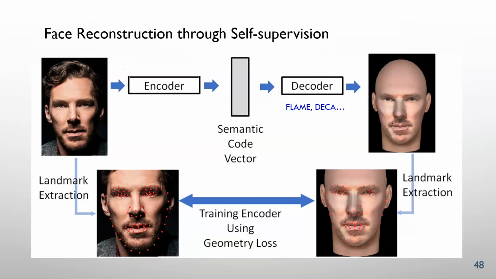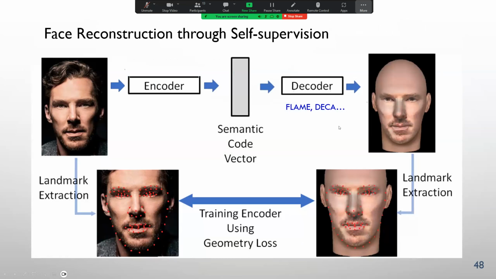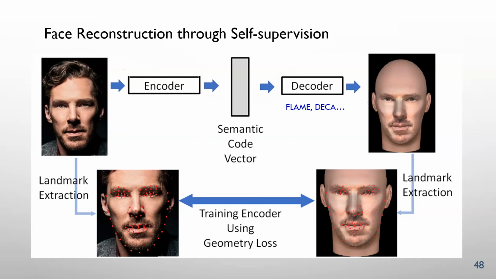So we built this pipeline. We adopt the parametric face model, which is the decoder here. We could use, for example, a FLAME model or the more recent model or other models. They usually describe a 3D face using parameters describing, say, geometric shapes, face pose, and expressions, and so on. And we call such parameters a semantic code or semantic vector.